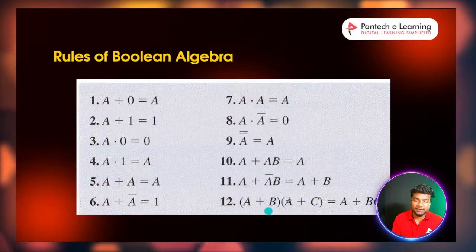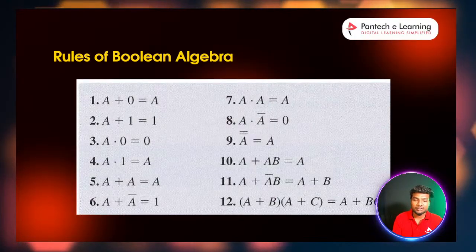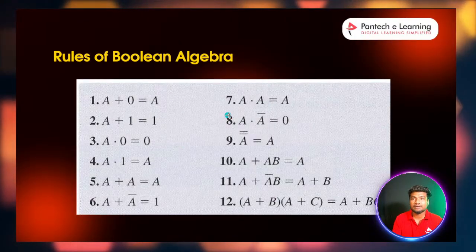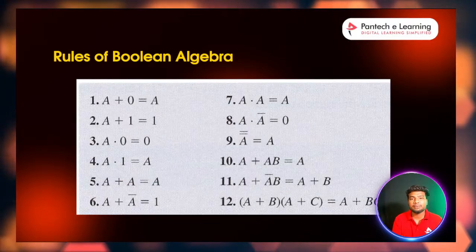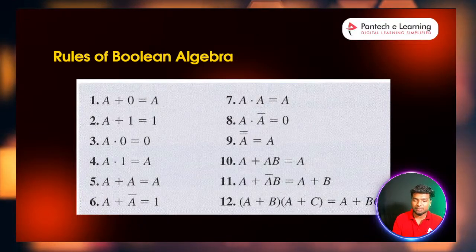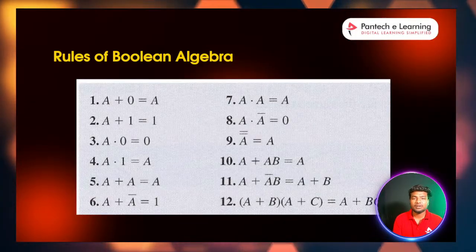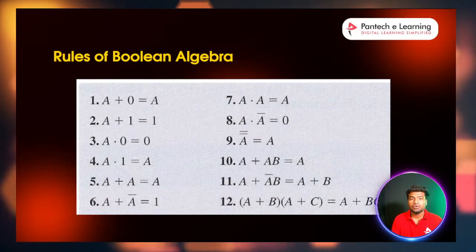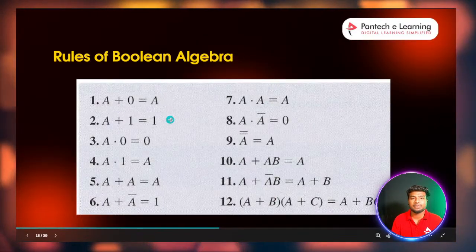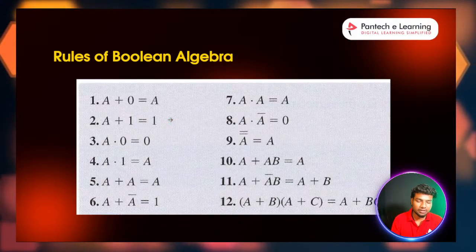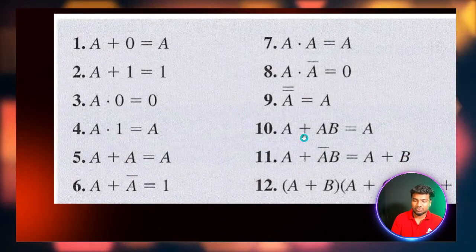Why do we have to follow these Boolean algebra rules? By using these rules we can simplify the expression. For example, I will show you in upcoming slides. If you have a circuit written as a Boolean expression, it may look like a complex circuit. If you want to simplify it, you can easily do so by using these Boolean algebra rules.